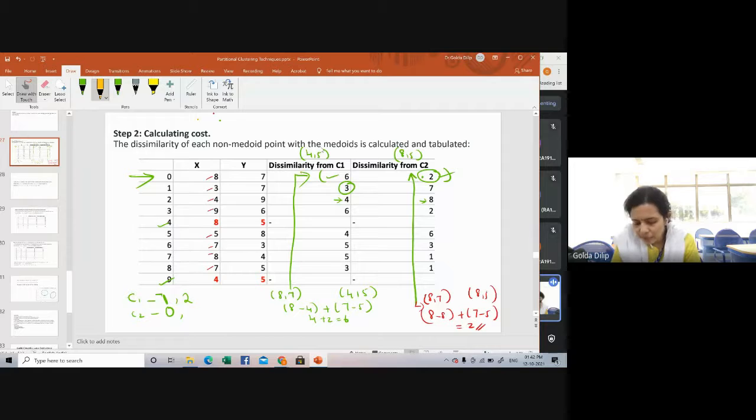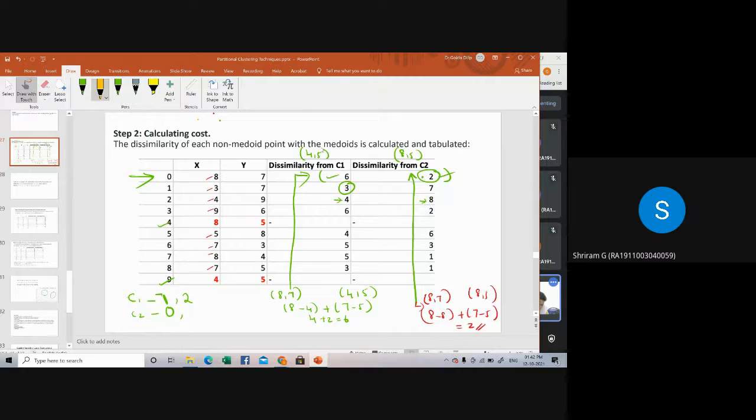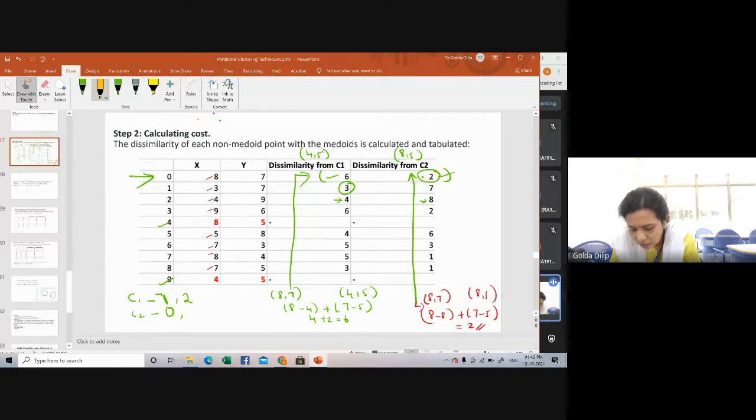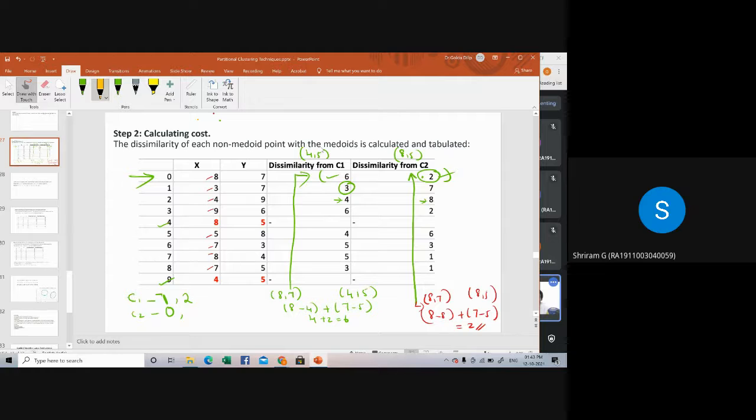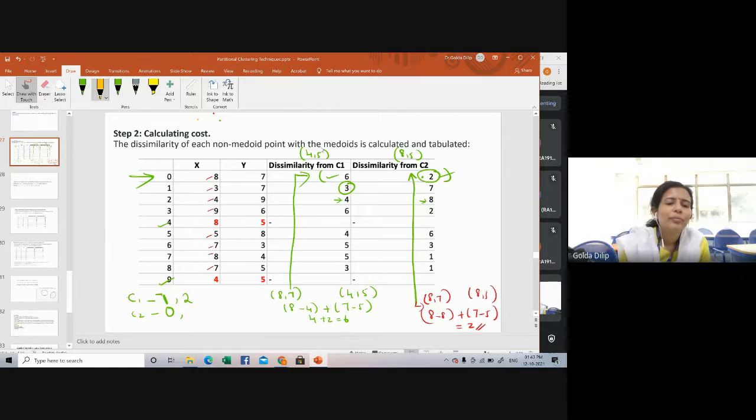Can somebody tell me? Sriram, are you there? Yes, ma'am. I'm calling out your name after a long time, no, Sriram? Yes, ma'am. So can you tell me what are the objects which belong to C1? I told 1 belongs to C1, 2 belongs to C2. I mean, 2 also belongs to C1. Or somebody who's willing to give me an answer.